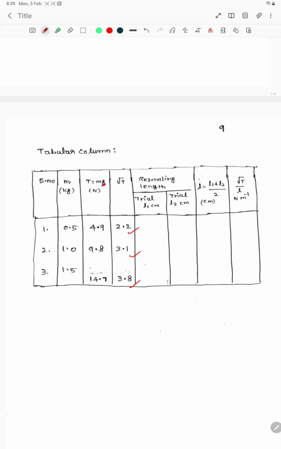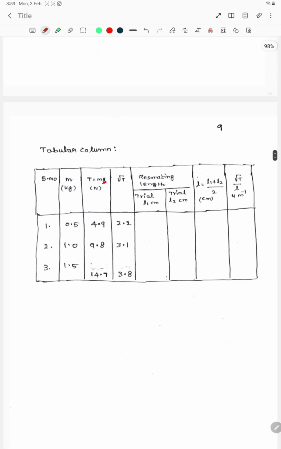And then in the third column, you will calculate the root of this value, root of T. Here you will write the unit as root of N, root of Newton. Don't forget to write the units inside the table also. So root of N, when you calculate, you're getting 2.2, 3.1 and 3.8. So far the readings are the same.